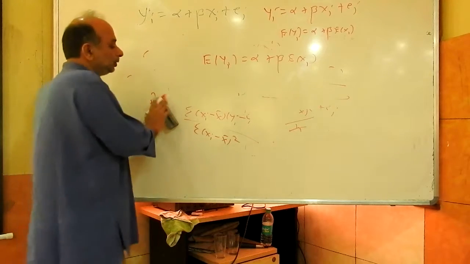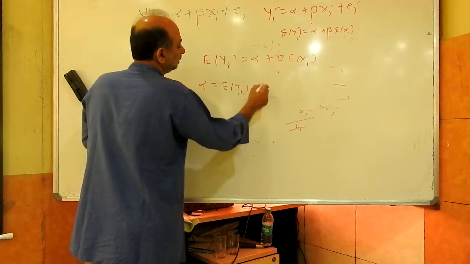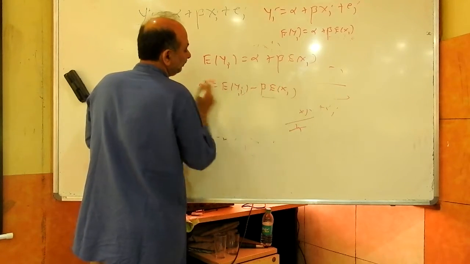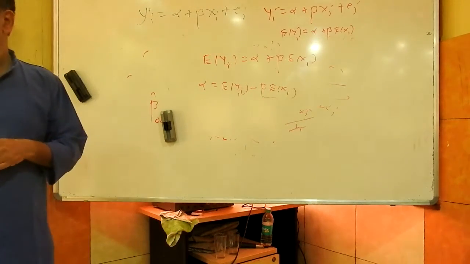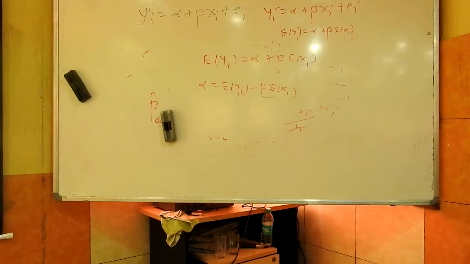So what do I have? I have alpha. Now what is the expectation of y? The average y for the whole humanity. I don't have that. What do I have? A sample. So in the sample, what do I replace the average of all humanity with? I replace it with the sample average. So the expectation of y becomes y bar.